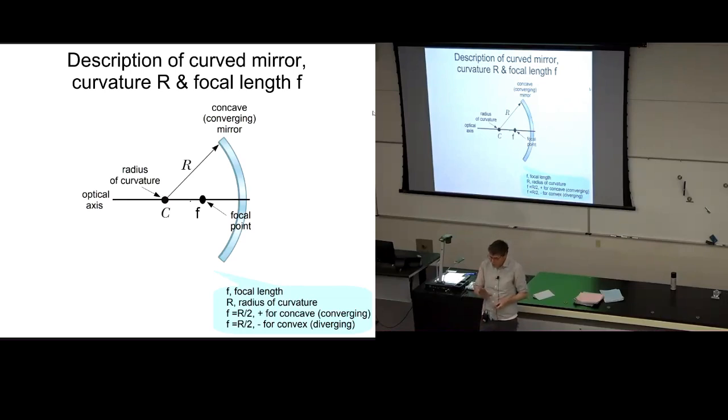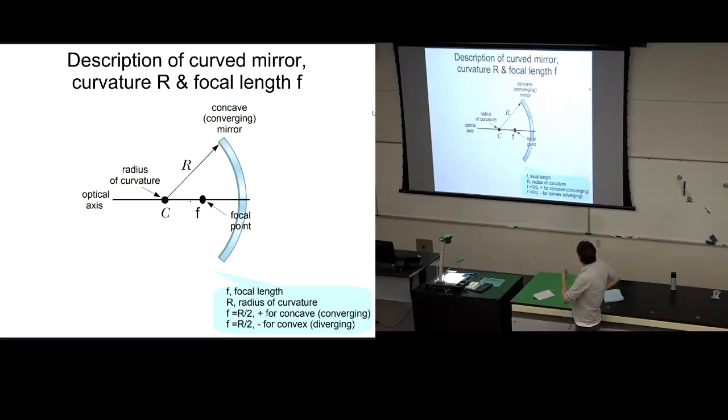But, getting off track, a mirror just has one personality dimension, and it's its focal length or its focal point. So curved mirrors are described by a quantity that's called their focal length or their focal point. And that's what this overhead is meant to introduce.